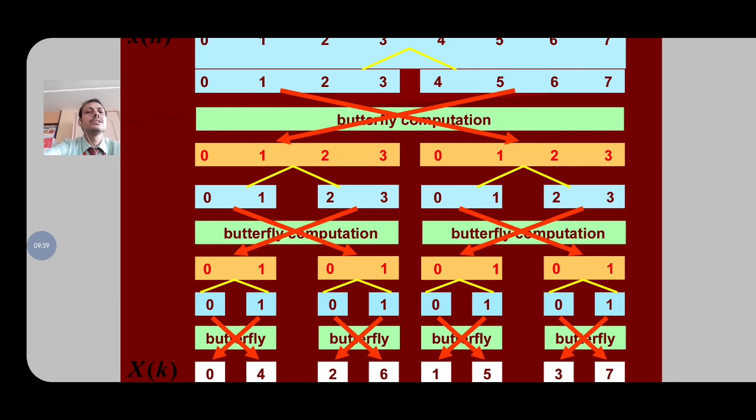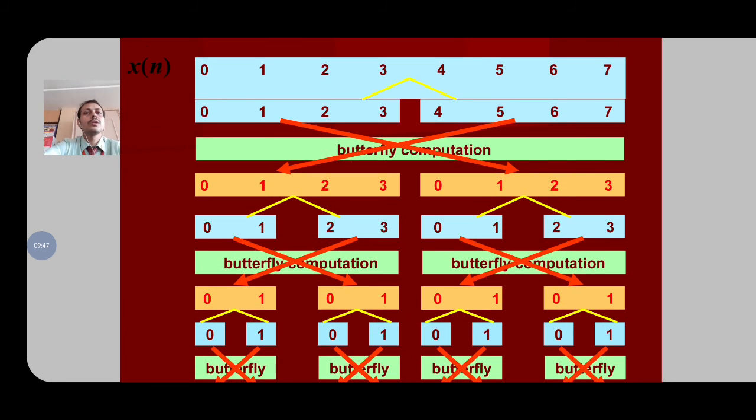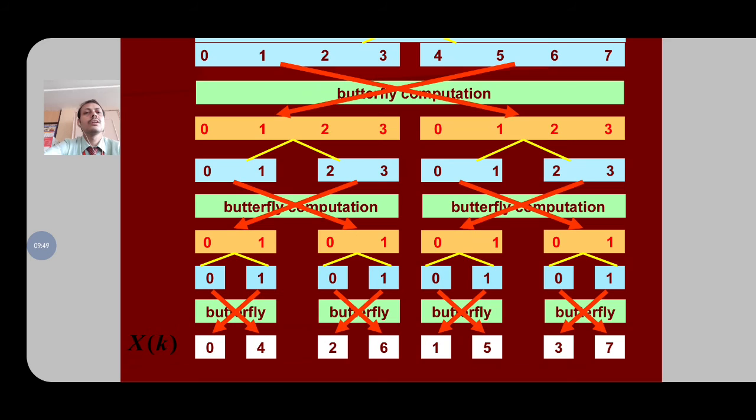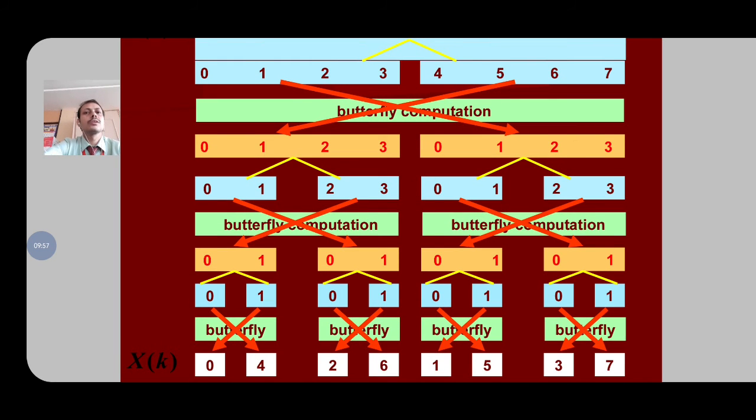So we will get 0, 4, 2, 6, 1, 5, 3, 7. The input is 0, 1, 2, 3, 4, 5, 6, 7. The output is 0, 4, 2, 6, 1, 5, 3, 7. This is called bit reversal.